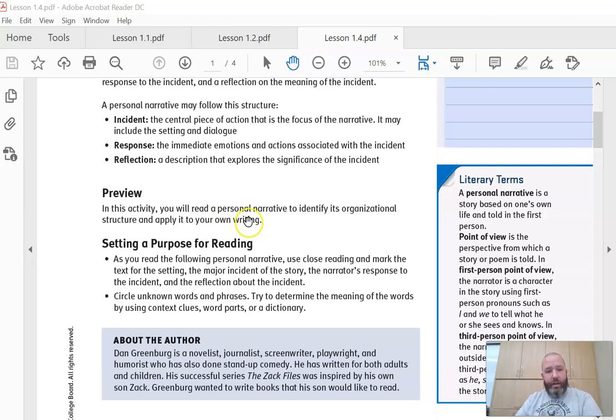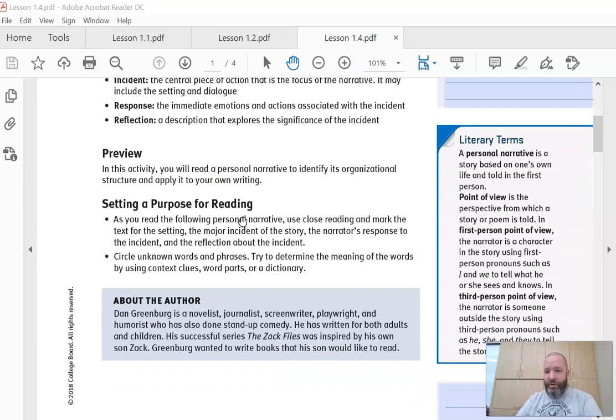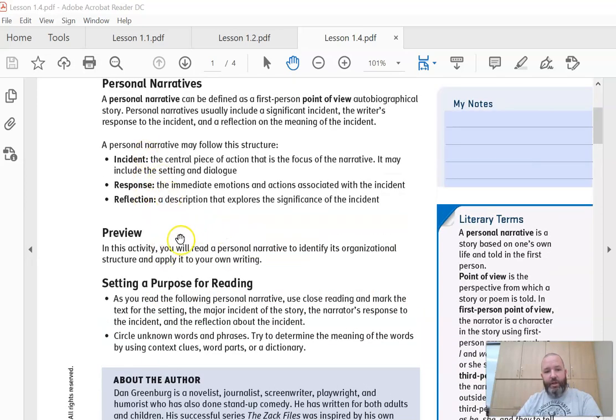We'll talk about how to organize files earlier than you've already seen this. So it says you're going to mark the setting, the major incident of the story, the narrator's response to the incident, and the reflection about the incident. So you're going to identify these three parts right here.